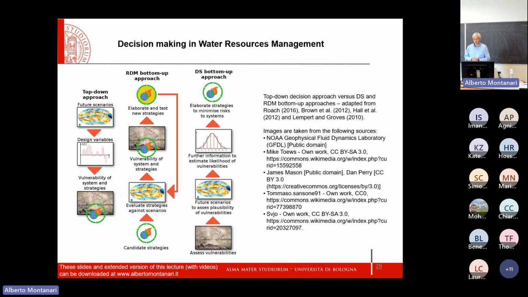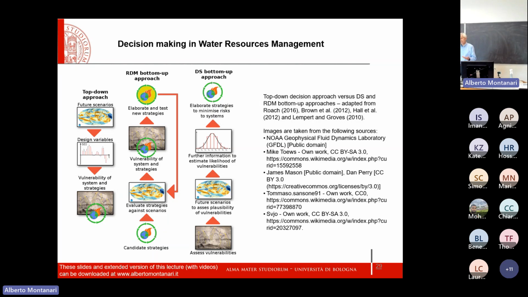So what is the difference? The difference is that decision scaling is not bound to robustness. It may also look for opportunities, and it starts from vulnerabilities instead of candidate solutions. So you may question if the two methods can be incorporated into one single approach. Yes, it is certainly possible. It is also certainly possible to integrate robust decision-making to look for opportunities.